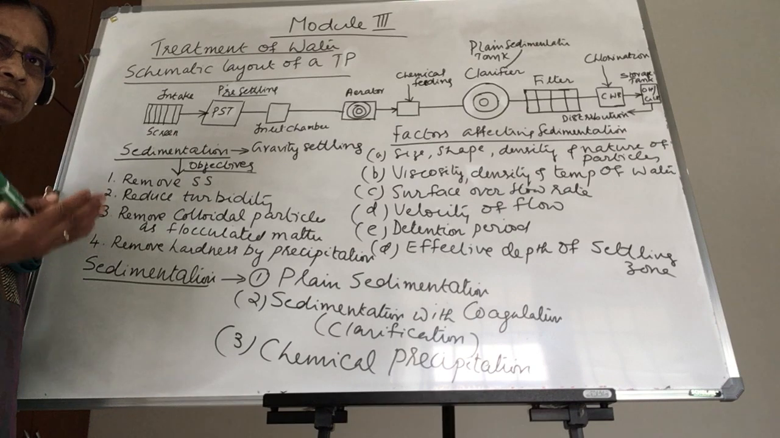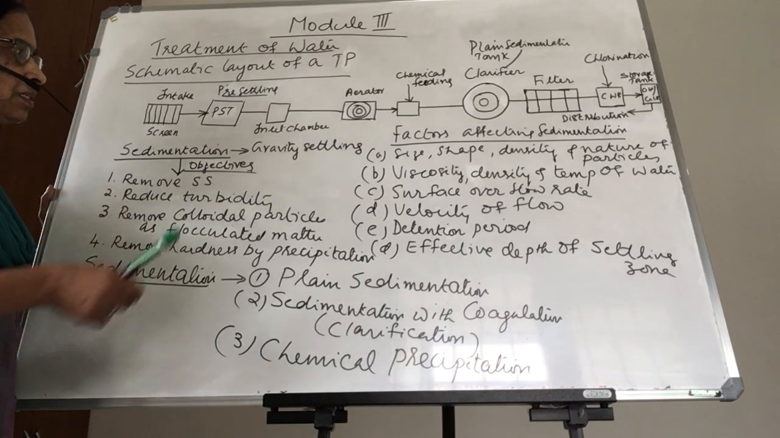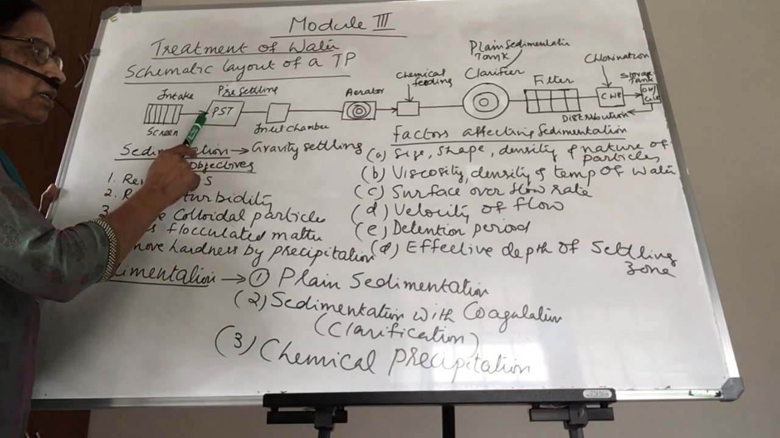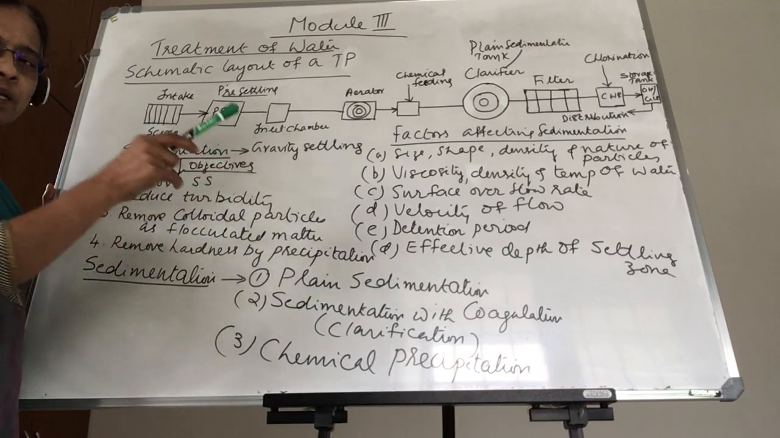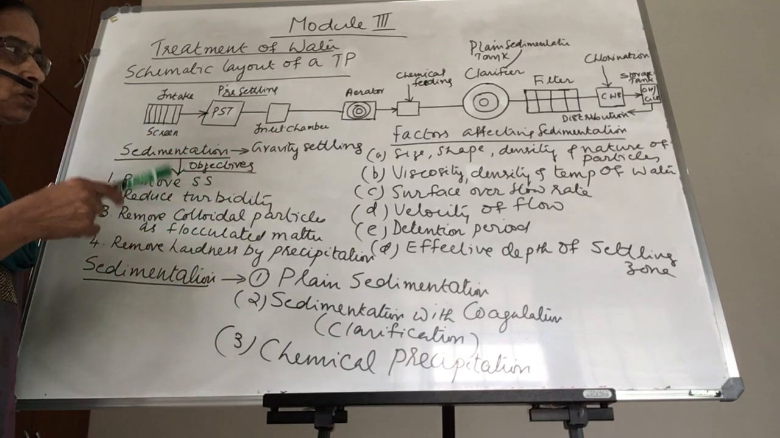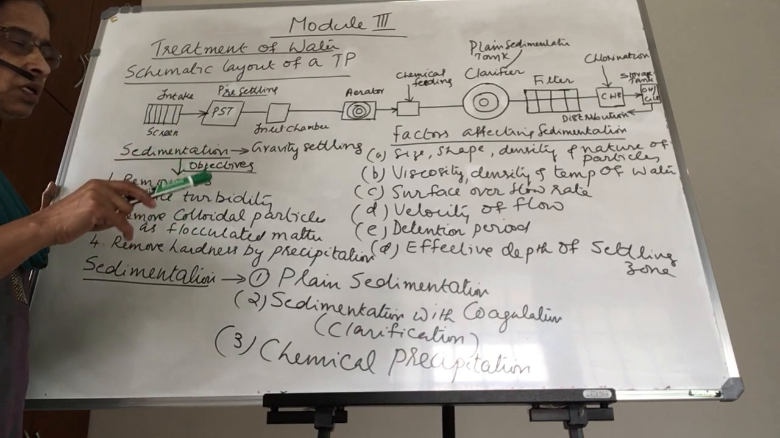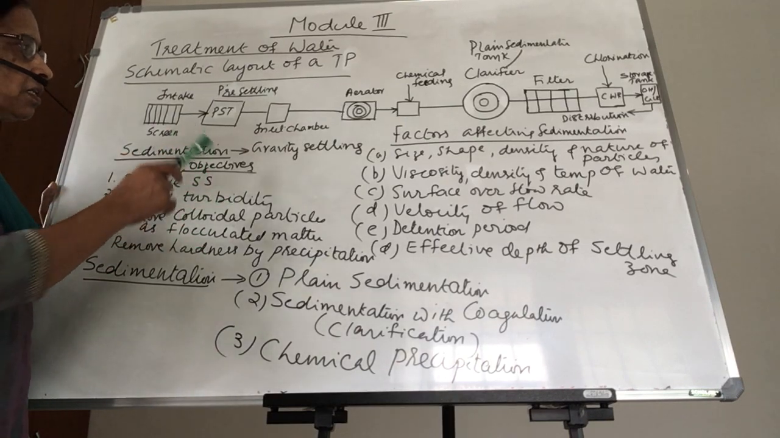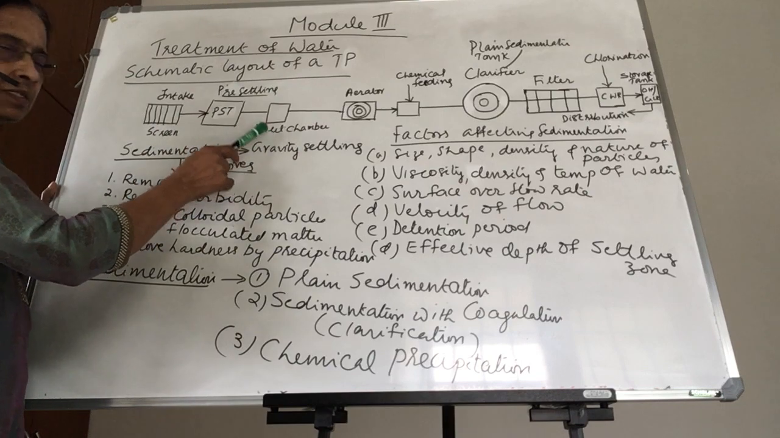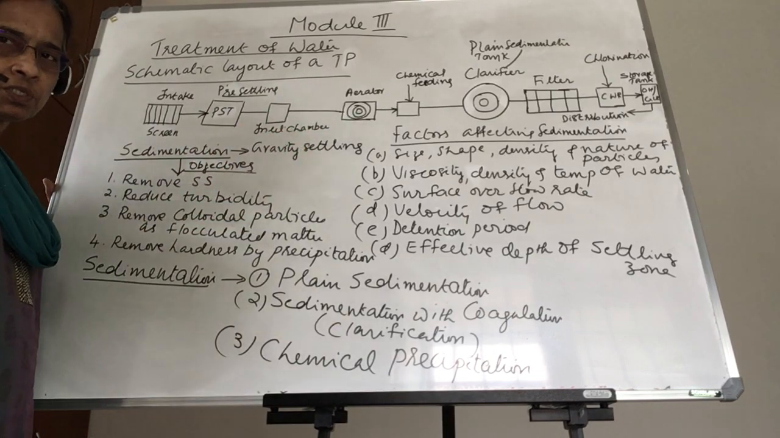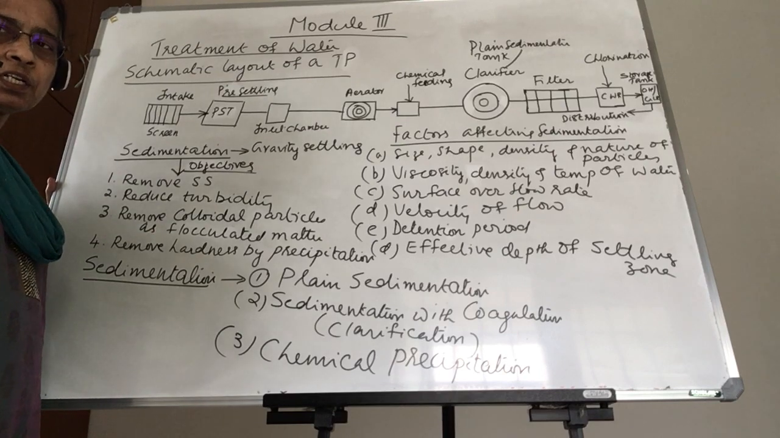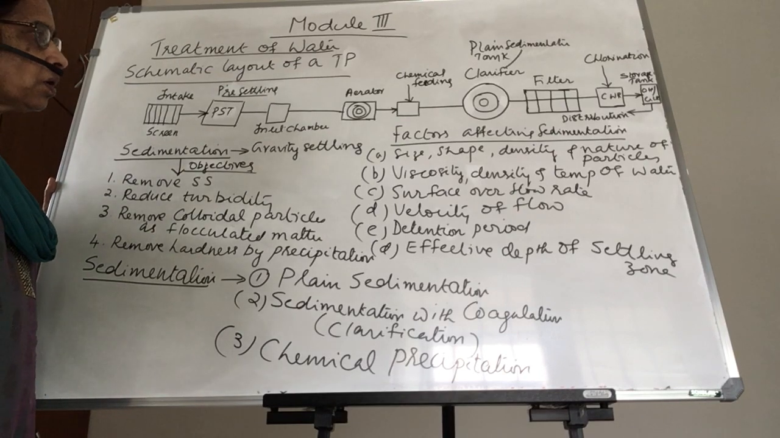If it is freely settleable, then it can settle there, and then this particular water, after the pre-settling, is taken into an inlet chamber. So the inlet chamber is nothing but a small chamber where the pumped water is collected, and then it is transmitted to the next treatment process unit.